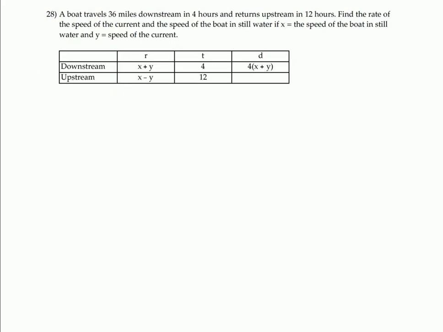Okay, let's go to the next question. Now we have a boat that travels 36 miles downstream in 4 hours, and then it returns upstream in 12 hours. Find the speed of the current and the speed of the boat in still water. They let x be the speed of the boat in still water and y be the speed of the current. Now r is the rate or the speed, t is the time, and d is the distance.